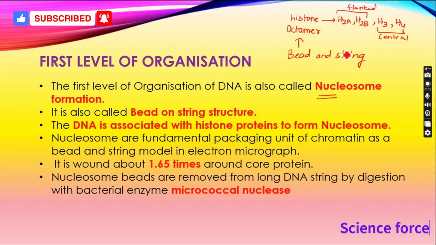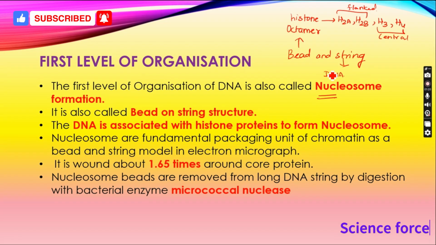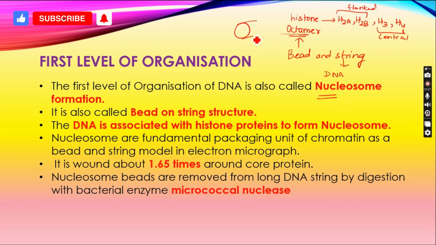This is going to be a bead. String means DNA. This DNA is going to be wound around the histone octamer. Therefore, like a bead, there is an octamer present, and like a string, the DNA is wound around it. This method of organization is known as a nucleosome.